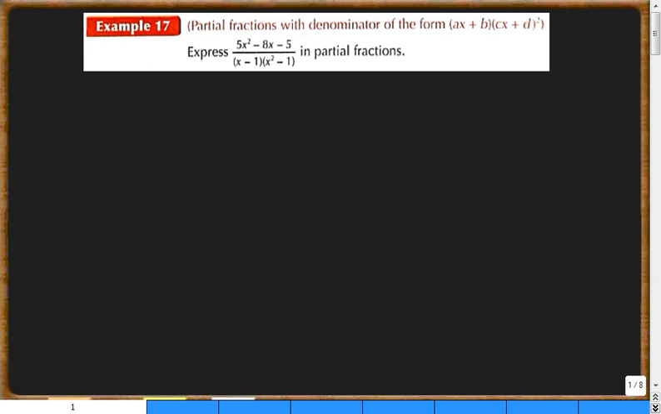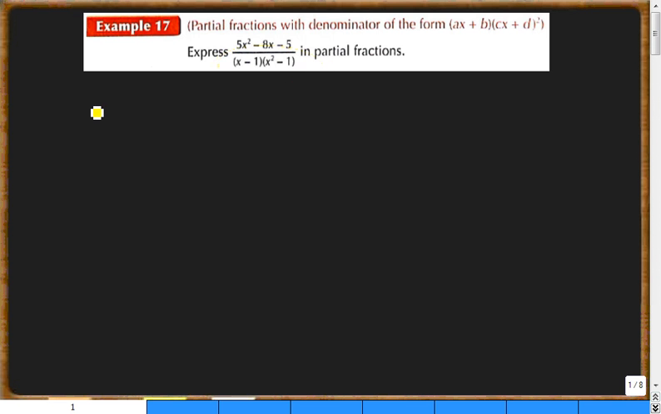Okay, so now it's asking us to express (5x squared minus 8x minus 5) over the quantity (x minus 1) times (x squared minus 1) in terms of partial fractions. So when we're dealing with partial fractions, the really important part to take a peek at first is your denominator, because that is going to kind of drive the whole problem.